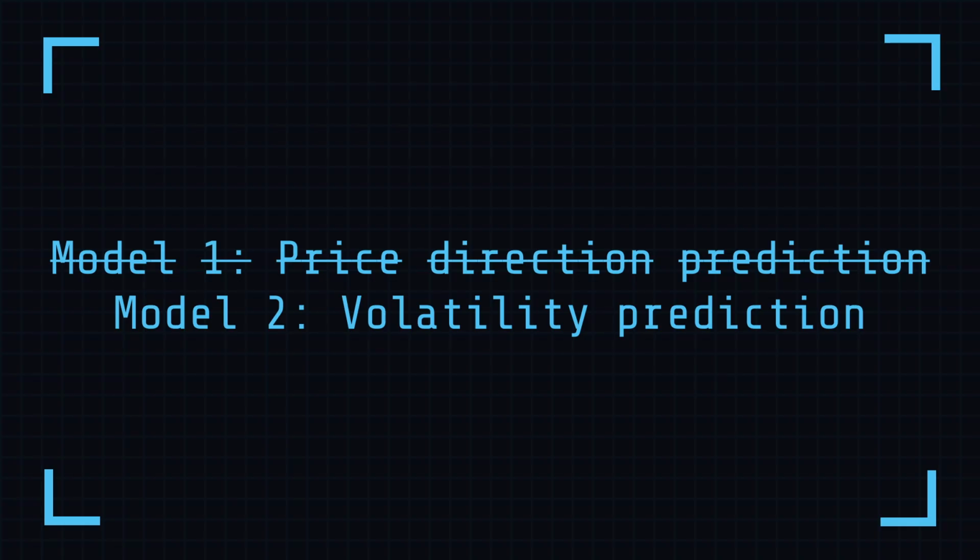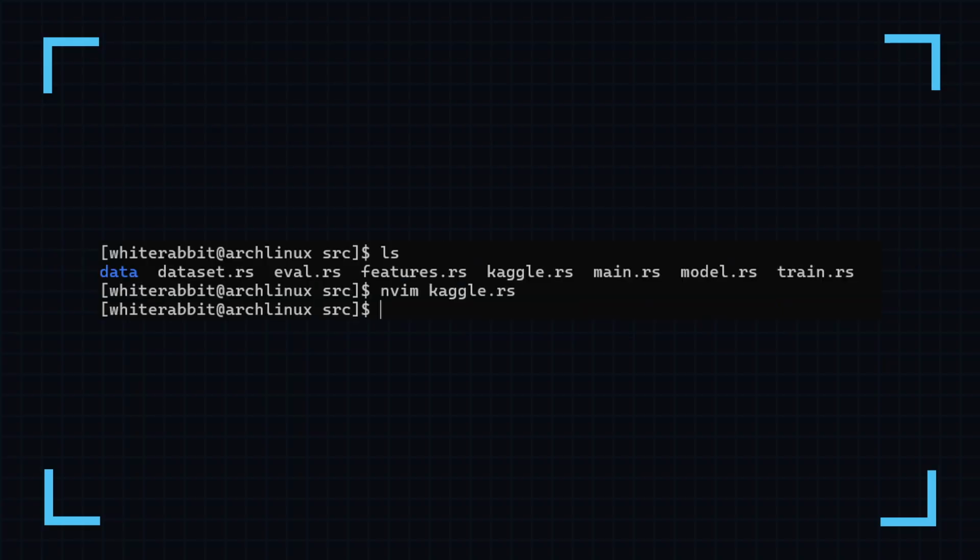So instead of doing both models, I already knew that the price prediction forecasting really wasn't going to give anything valuable, so I decided to only do the volatility forecasting model in Rust. So all in all, the pipeline is 6 files. You have Kaggle RS, which gets the raw data onto disk. You have features RS, which turns the raw price bars into 21 engineered features. And then you have dataset RS, which slices features into 24-hour sliding windows, scales them, and splits them into train, validation, and test. Next is model RS.